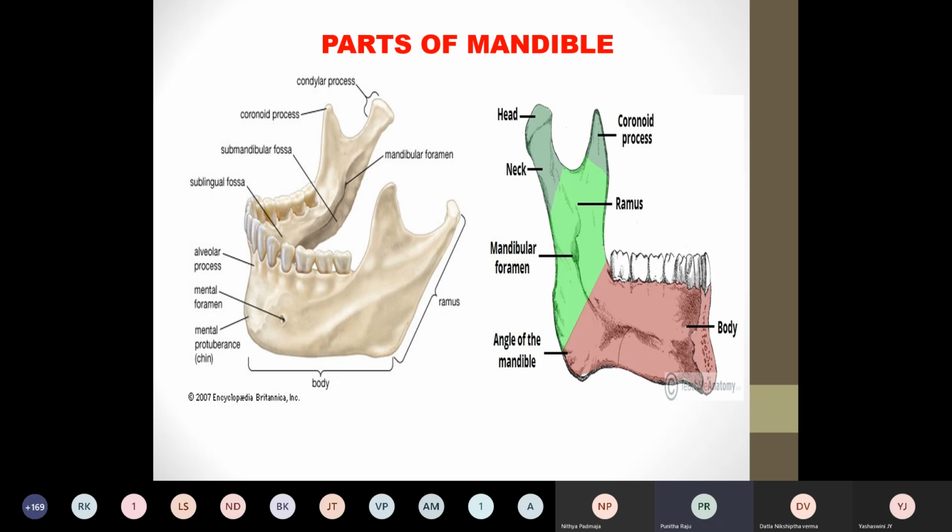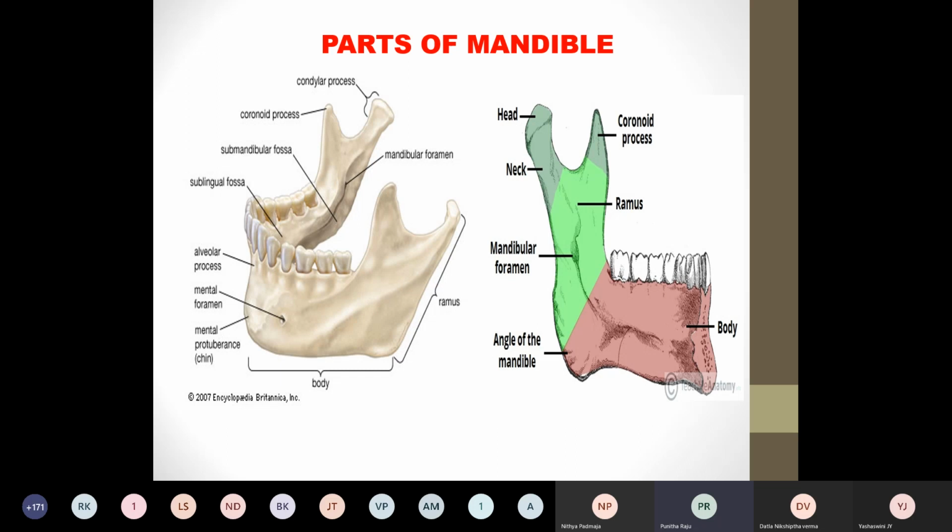The next is the mental foramen. Even this mental foramen is very important. It can tell you the age of the person. Normally the mental foramen will be towards the lower jaw. You have the angle of the mandible here, the lower end of the mandible. In infancy, it is present just towards the lower angle of the mandible. In middle age or adult, it is present at the center. And in old age, it is present towards the alveolar sockets, that is, very close to the teeth.